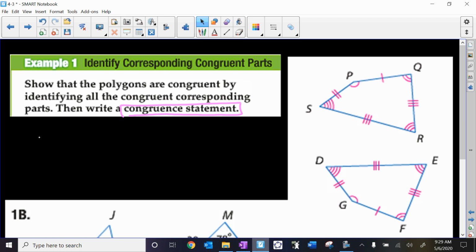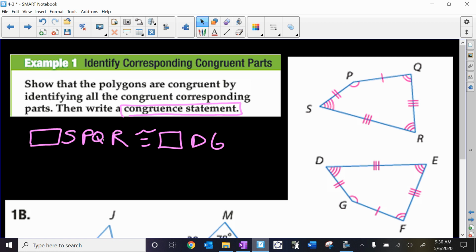So I'm going to say, let's start with quadrilateral S, P, Q, R. It is congruent to quadrilateral. I need to match S with its corresponding part on the other polygon. So S has 4 angle marks, so D has to go first. Then I need P. P had 1, so G has to go with that. Then Q. Q has 2. F has 2. And then finally, the last one, R, is going to go with E. And that's how you would write a congruent statement.